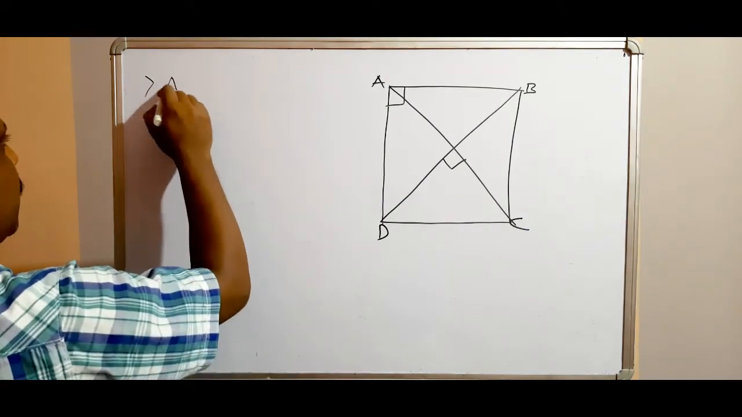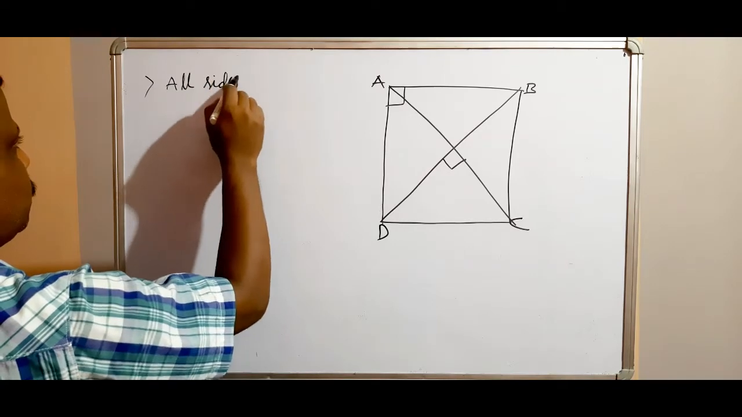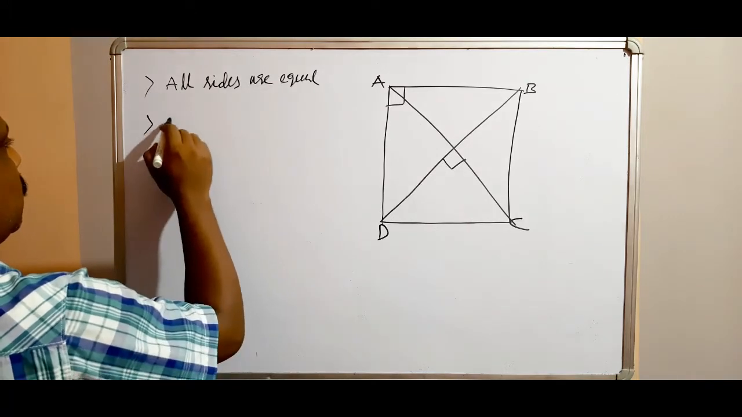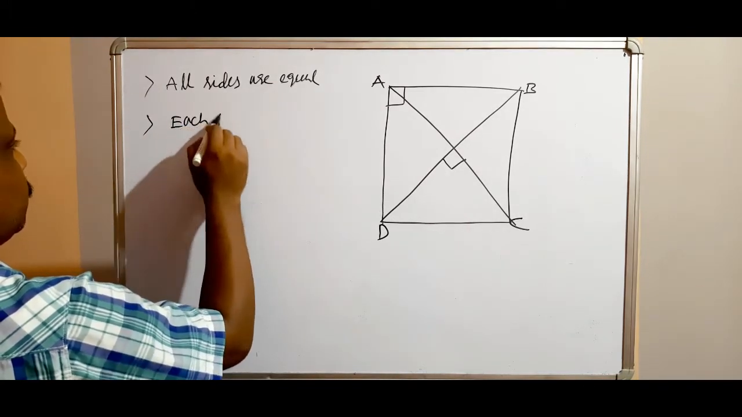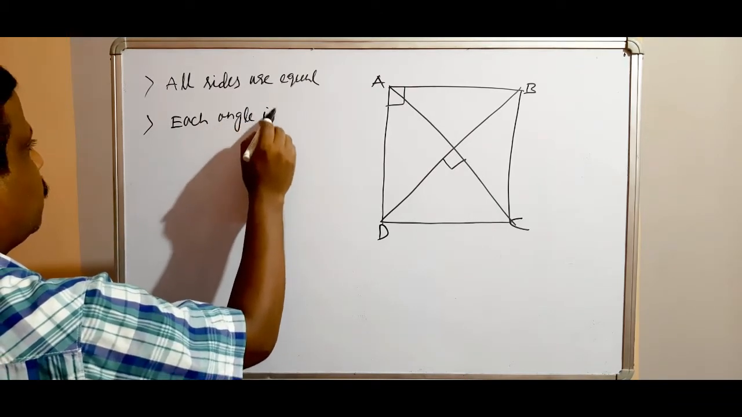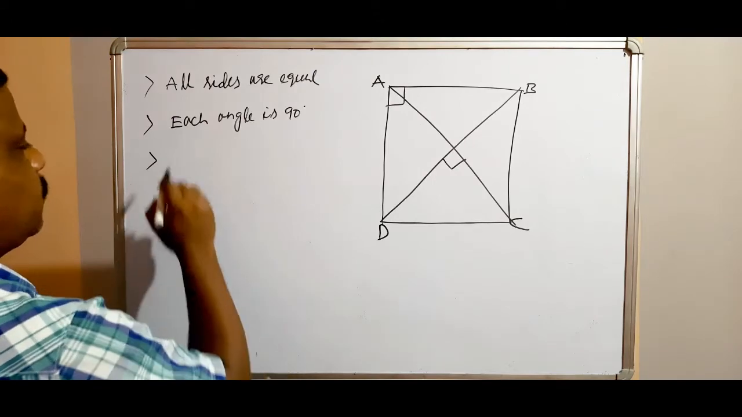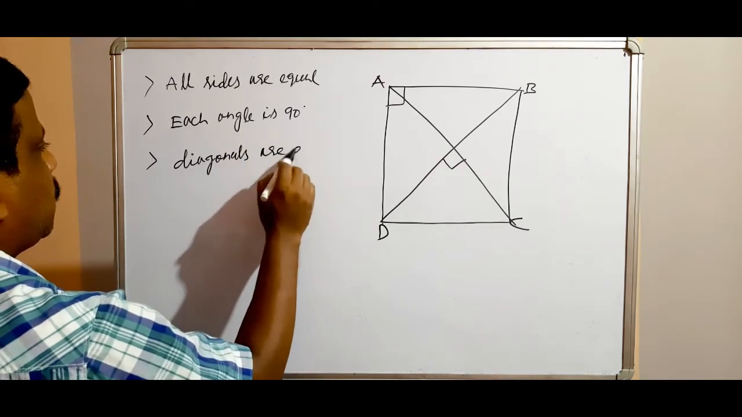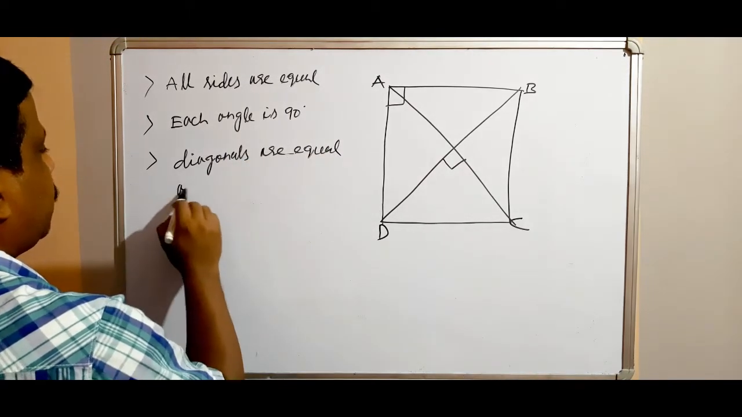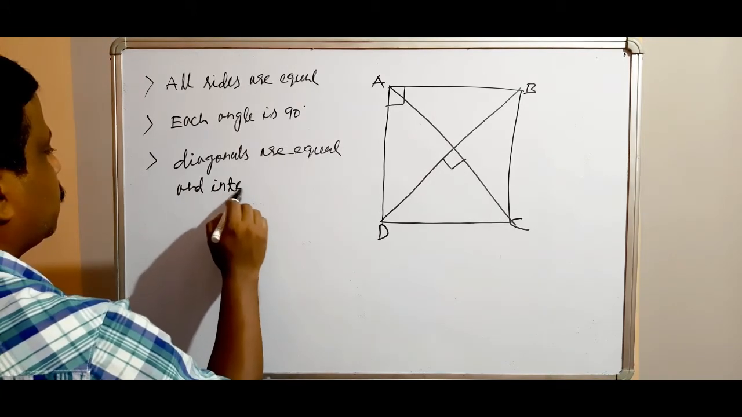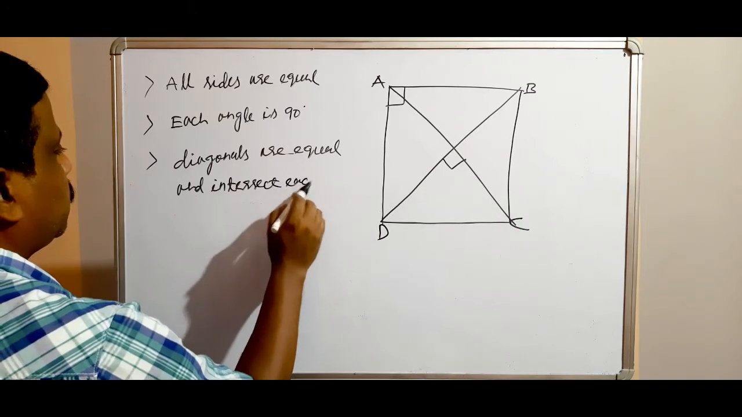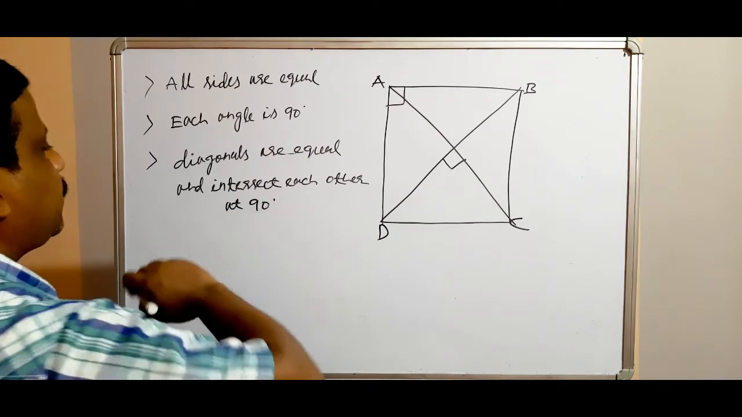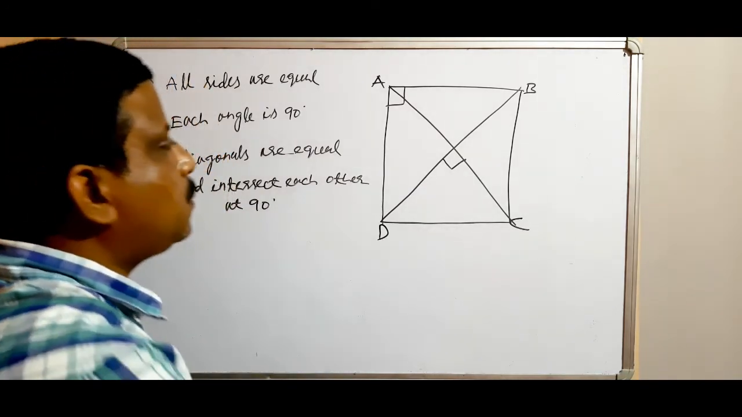All sides are equal, and each angle is 90 degrees, and the diagonals are equal and intersect each other at 90 degrees. So these are the properties of the square.